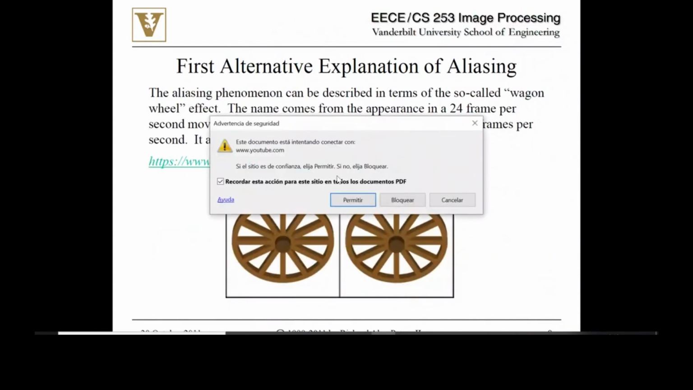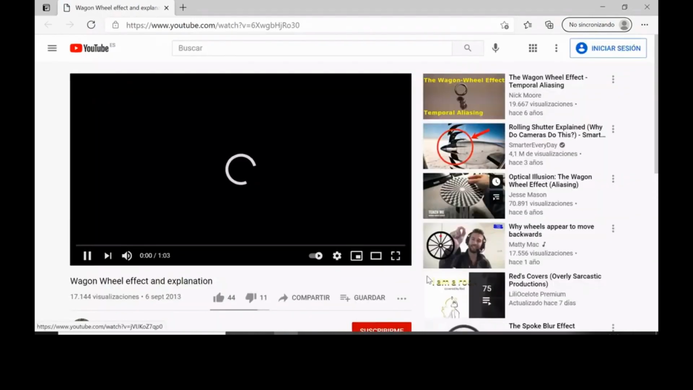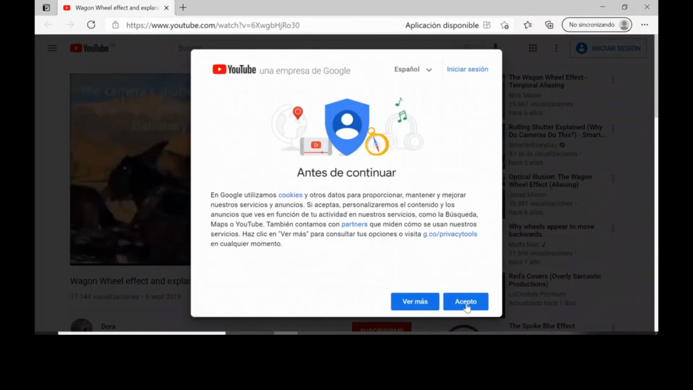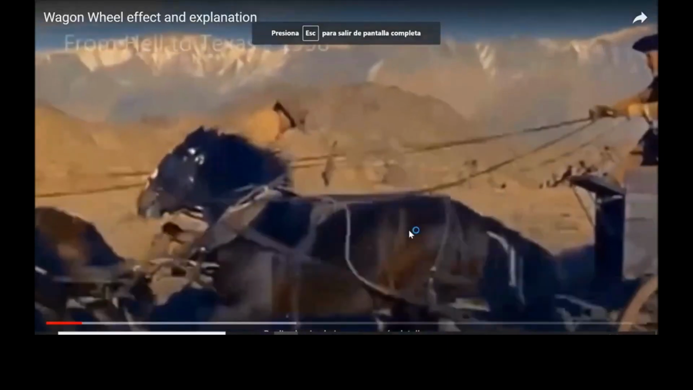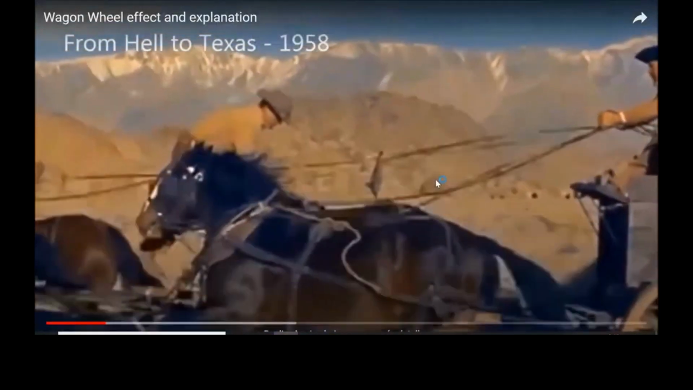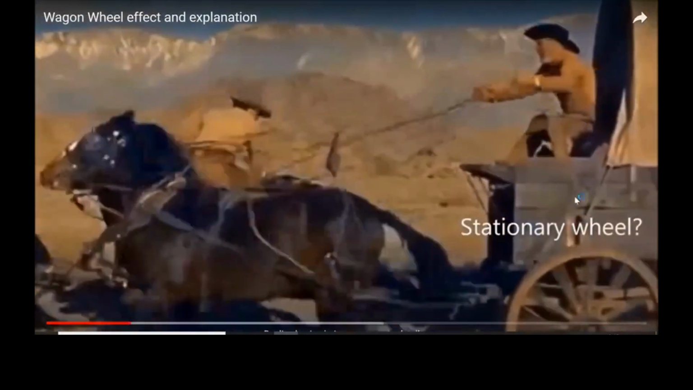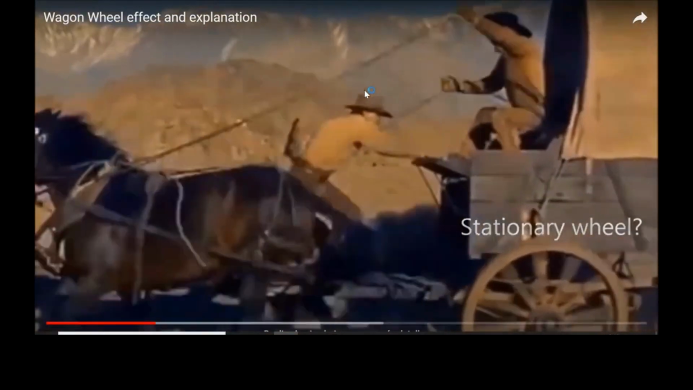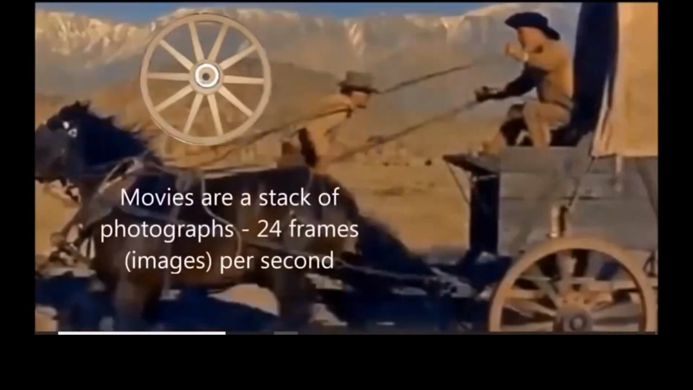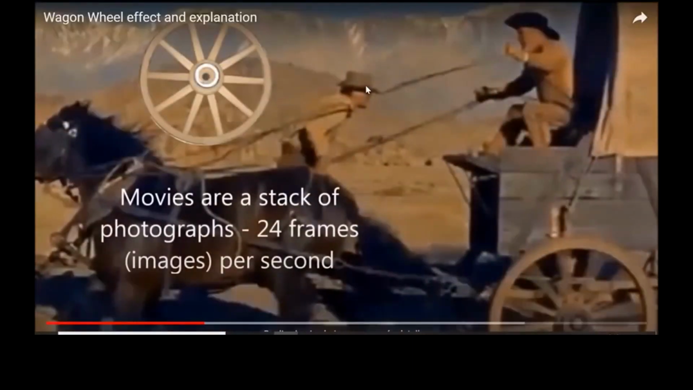So this is related again to this uncertainty principle. And here we have a video showing this aliasing, how it is seen. Look at the wheel. It doesn't see. And the reason is this aliasing.